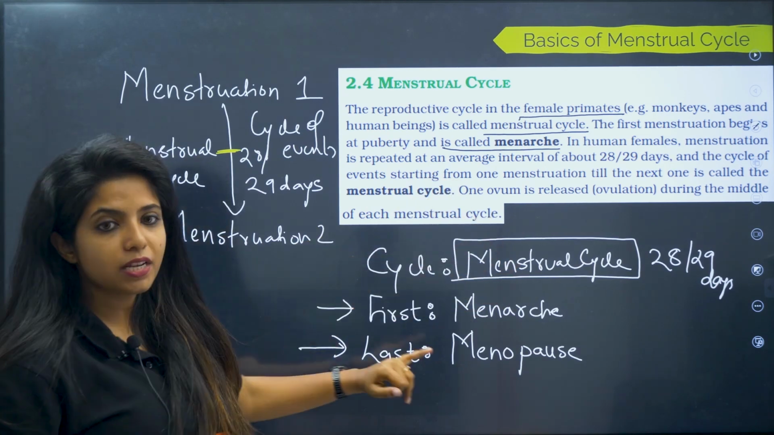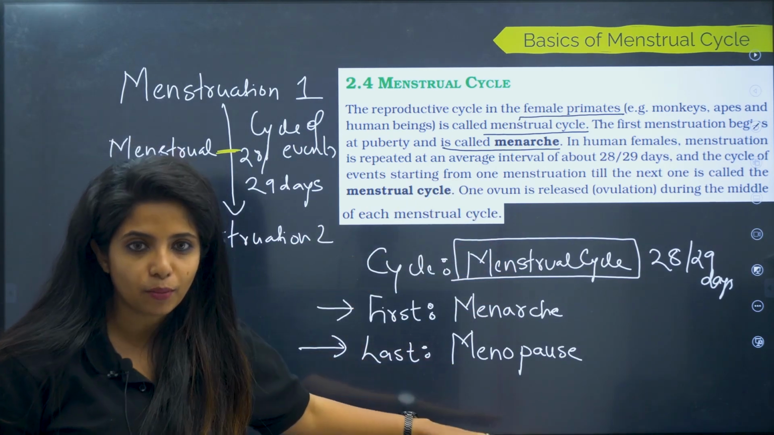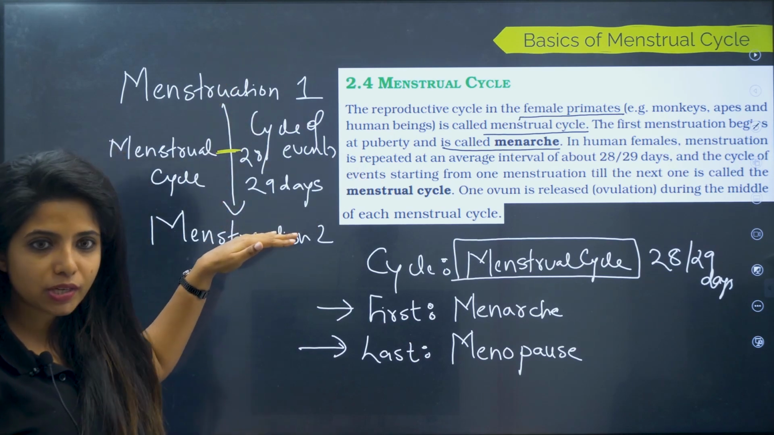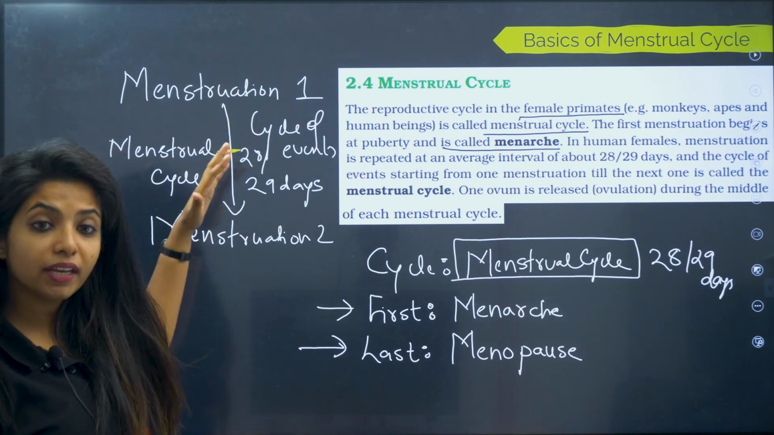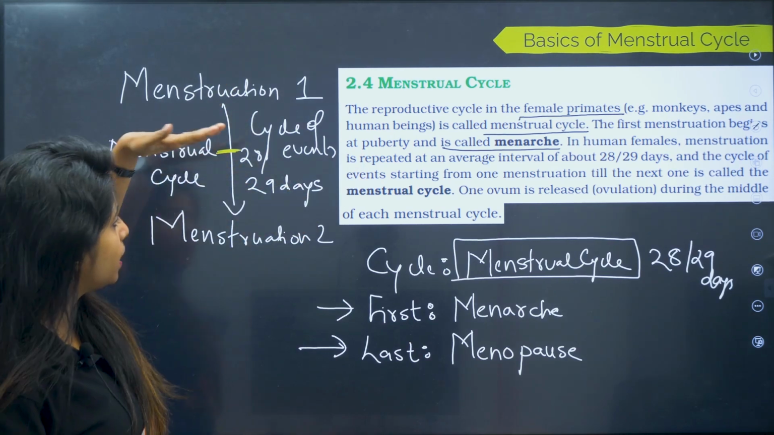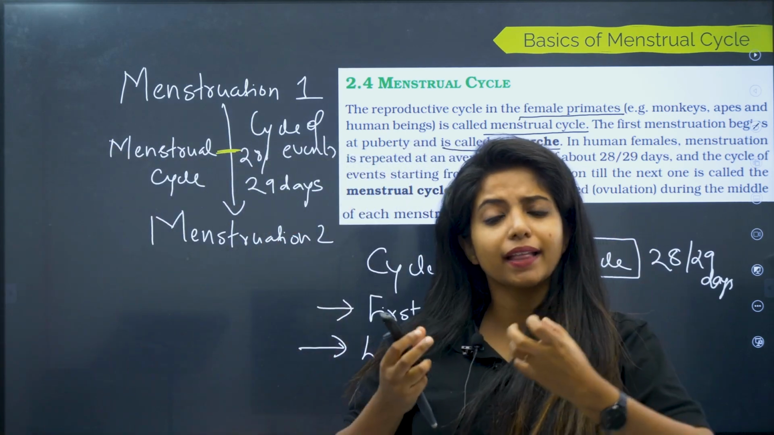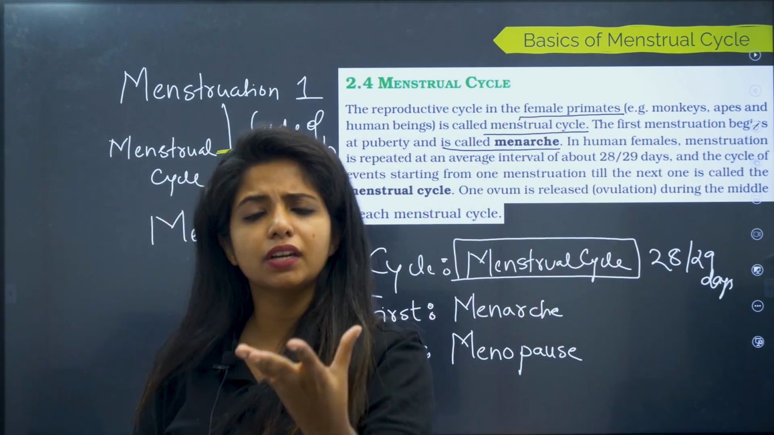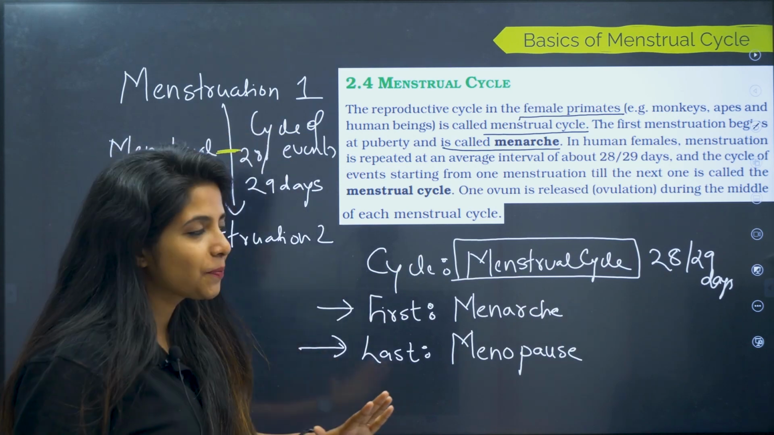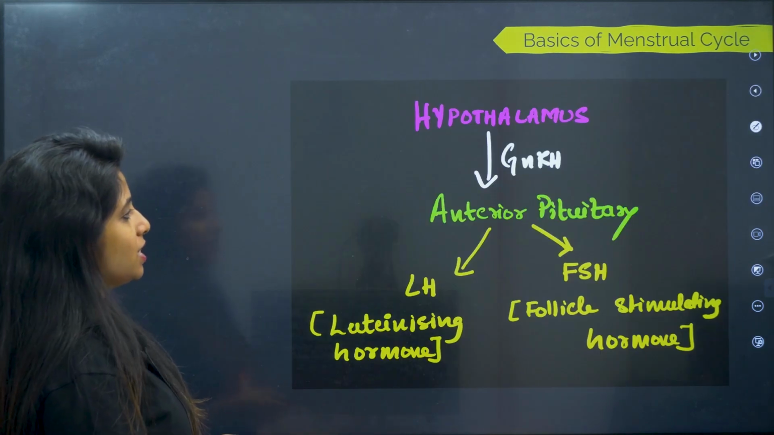So in total, first time menarche, last time menopause, the whole cycle, menstrual cycle. And how many days? 28 to 29 days. The middle of it, what happens? Ovulation happens. What is ovulation? The Graafian follicles burst open and the ovum comes out. Basically, the secondary oocyte comes out. Is it clear? Now we'll go on to the next detail.